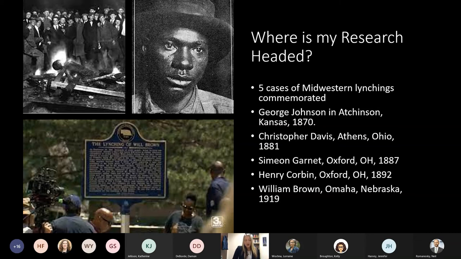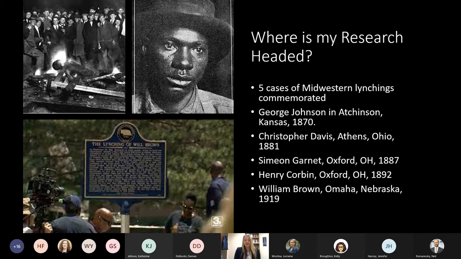The first was George Johnson in Atchison, Kansas in 1870. He accidentally injured a white man while hunting and fled from the scene, and he was only being charged with fleeing from the scene of a crime, but 50 men decided to lynch him, and a crowd of 2,000 gathered to watch. And he was shot, beaten, dragged, and hanged. Law enforcement allowed the lynching to happen, and no mob member was held accountable.